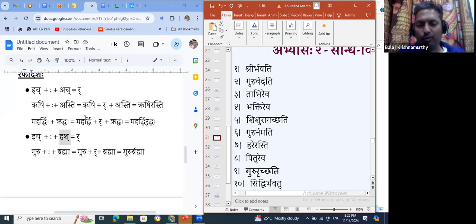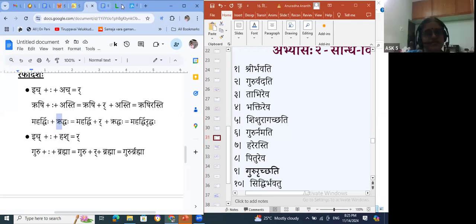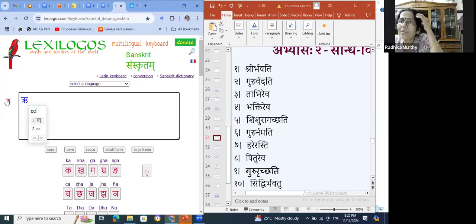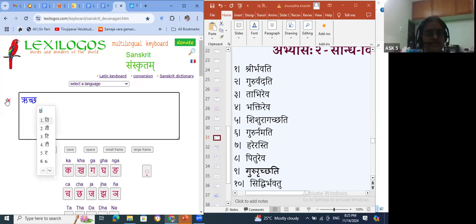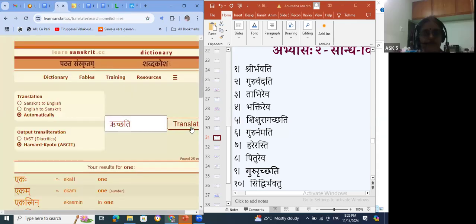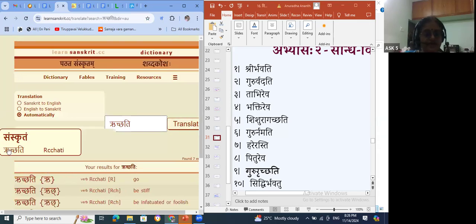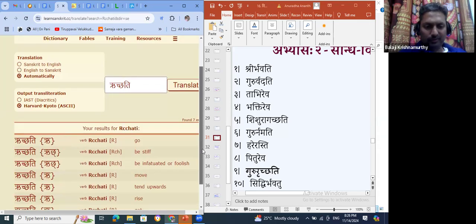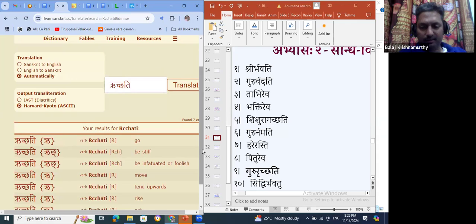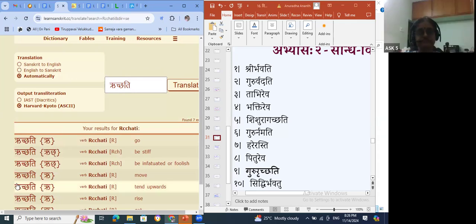So then it should be Guruhu Richati. I don't know if Richati is a word. The vichedanam will be Guruhu Ichchati, right? But if you have Richati, there's a word. There is a word. Okay, so Guruhu Richati. Guruhu Richati. See, Guru goes. Guru goes.